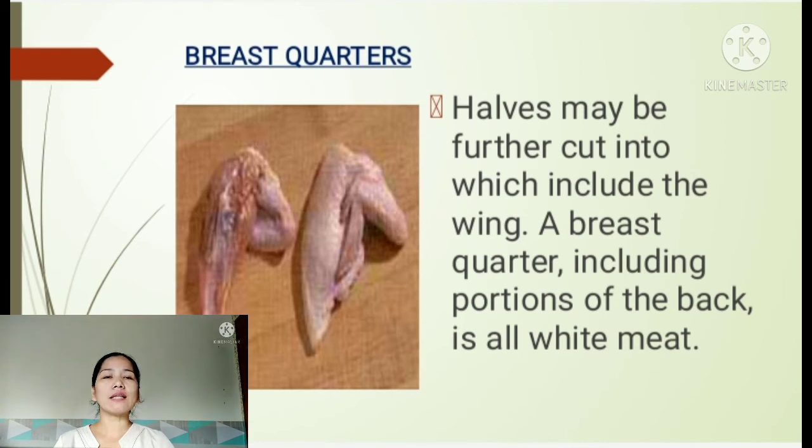Okay, yung tinatawag nating breast quarter. Pag sinabi nating quarter, hinati sa ilan? Yung one whole ay hinati sa apat. Correct. Breast quarter. The halves may be further cut into quarters, which include the wing. A breast quarter, including portion of the back, is all white meat. Yung tinatawag nating breast, breast part, or pitcho, breast quarter.